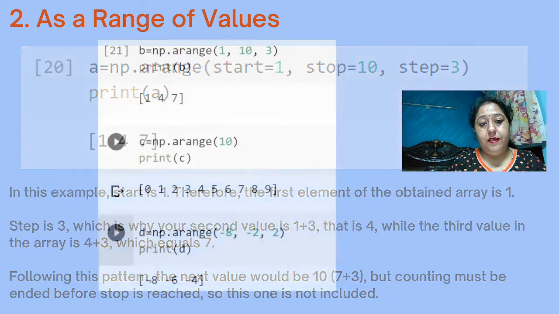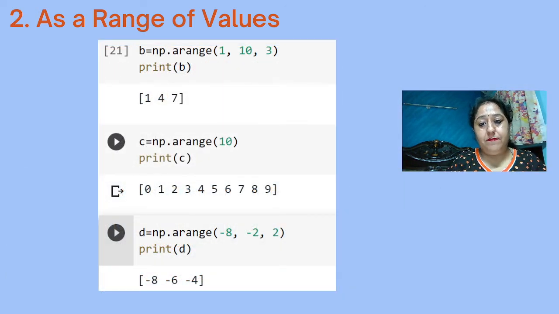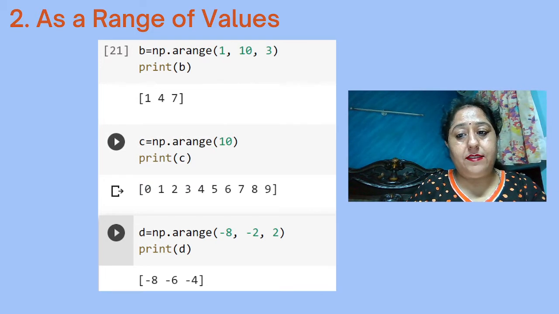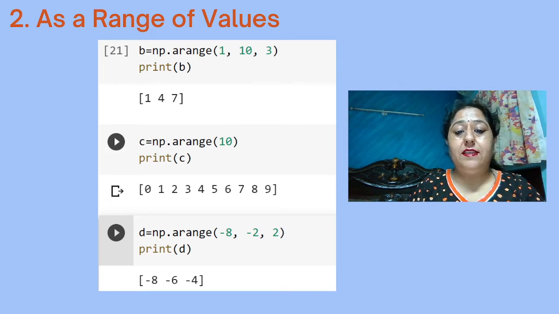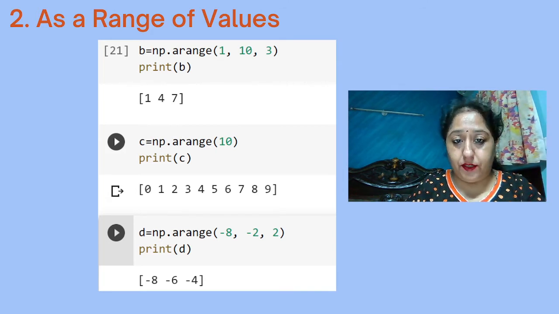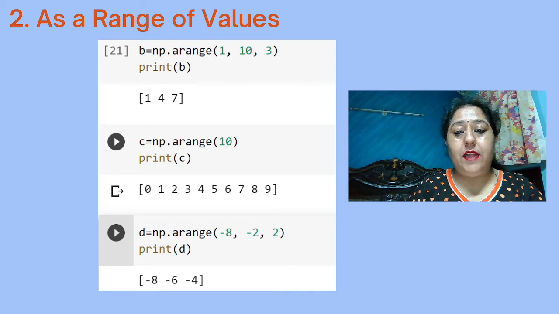Moving further, let us consider a few more examples with arange. If we write np.arange and in brackets we give only 10, then it implicitly says that the start value is 0, the step value is implicitly 1, and the stop value is 10. So you will get a range of numbers starting from 0 to 9, excluding the stop value.